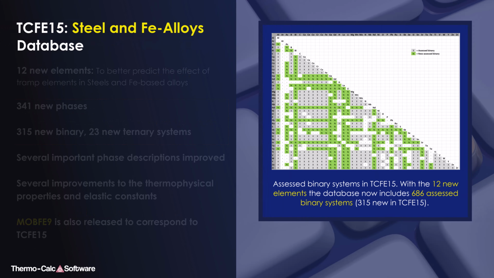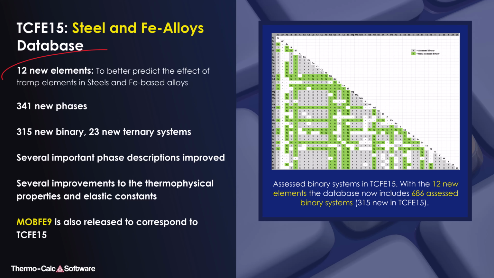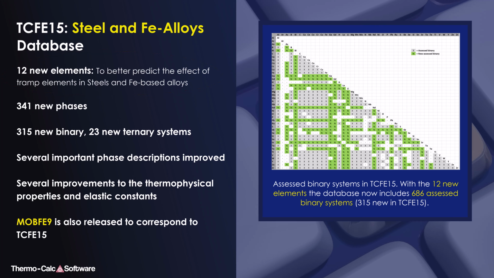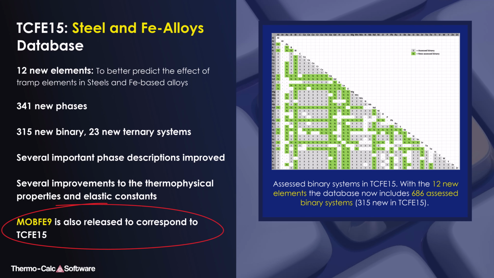The Steel and Fe Alloys database adds 12 new elements to better predict the effect of tramp elements in steel and Fe-based alloys, along with many other additions. The corresponding mobilities database MOB-FE9 is also released to align with TC-FE15.